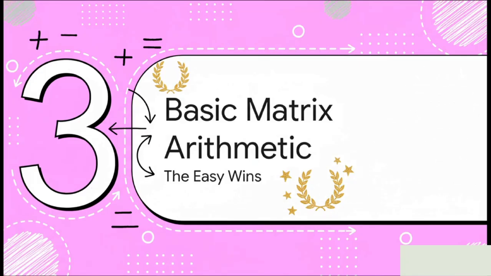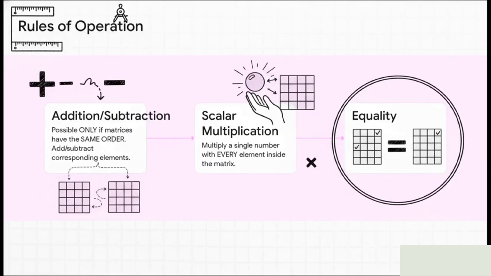All right, let's talk about some basic math. These are the easy wins, the simple operations that are going to build your confidence and rack up some guaranteed points on the exam. Honestly, there are just 3 rules you need to know. First, for adding or subtracting, there's one non-negotiable rule. The matrices must have the exact same order. Same shape, period. If they do, you just add or subtract the numbers in the matching spots.